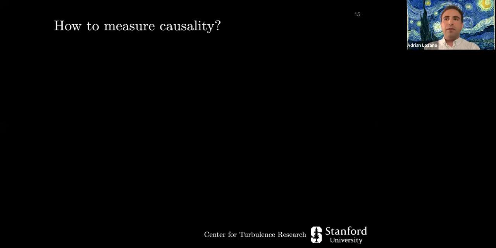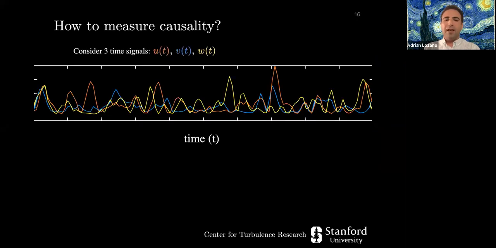For that, because we know that causality has to do with time, the key quantities that we have to look at are somehow time signals. And for this example, I'm using 3 time signals, these signals here that I'm calling U, V, and W. You can think of these as velocities if you want, but they don't have to be velocities. It could be anything, any quantity that is a function of time.